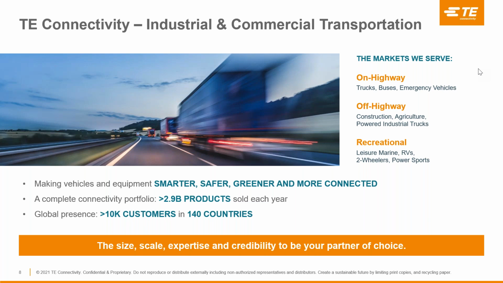So by making vehicles and equipment smarter, safer, greener, and more connected, we're providing a complete connectivity portfolio offering 2.9 billion products that we sell each year to this industry, with a global presence of over 10,000 customers in 140 countries. So from a size, scale, expertise, and credibility perspective, we want to be your partner of choice when you look for interconnects to address the needs of your industry, and in this case specifically, implementing Ethernet in industrial and commercial transportation.